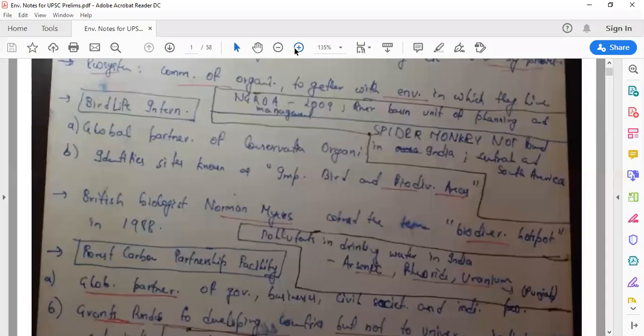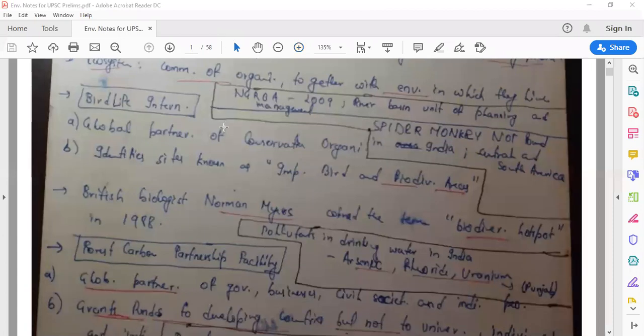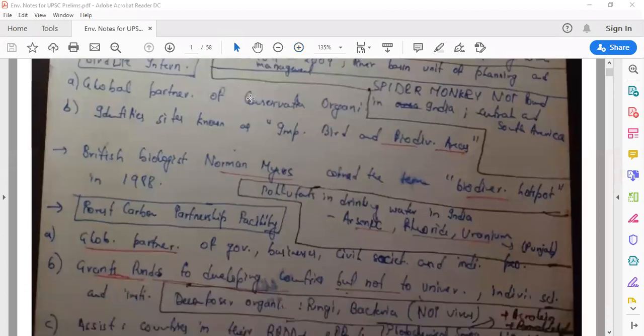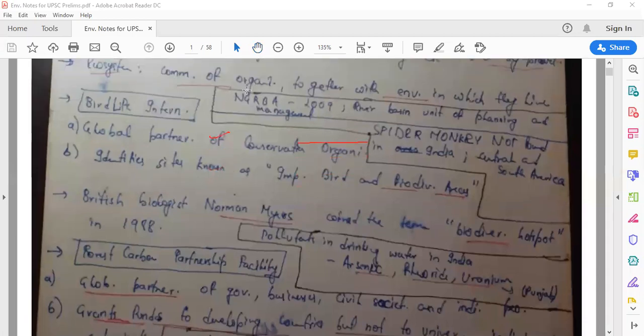Now let's talk about BirdLife International. So what is BirdLife International? It is a global partnership of conservation organizations. And what does it do? It identifies sites known as Important Bird and Biodiversity Areas. Again, these organizations are important. We'll talk about a lot of organizations, BirdLife International, then the Forest Carbon Partnership Facility and all those things. So again, BirdLife International is a global partnership of conservation organizations, and it identifies sites known as Important Bird and Biodiversity Areas.